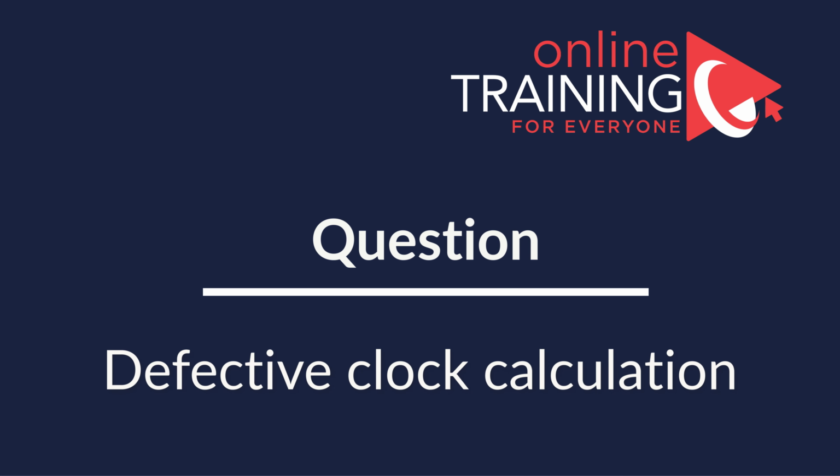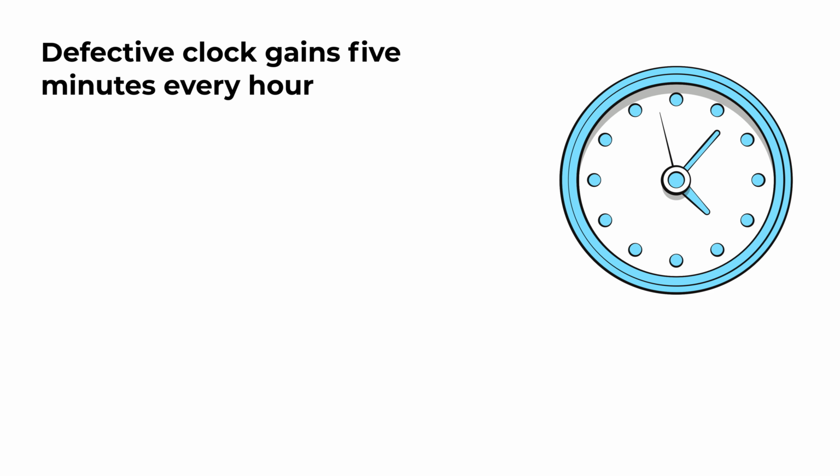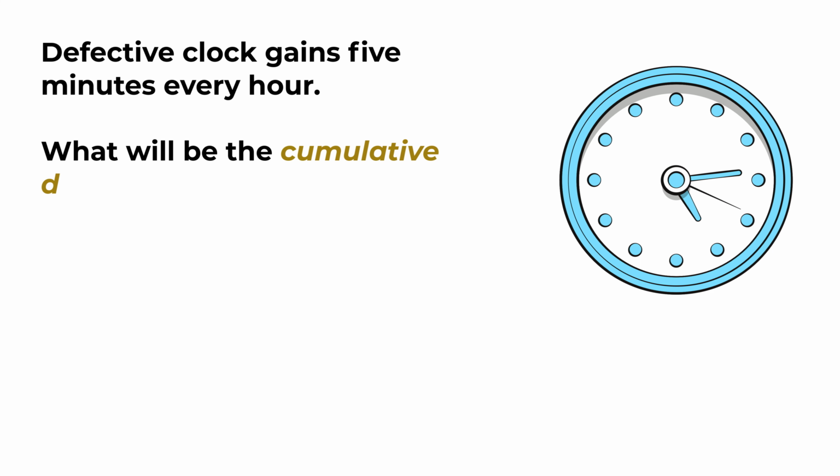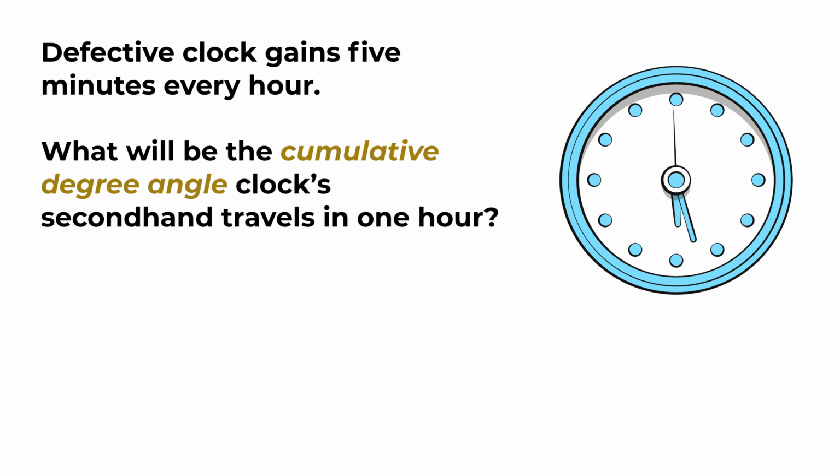Here's an interesting question, which may not be as easy as it looks. A defective clock gains 5 minutes every hour. What will be the cumulative degree angle the clock's second hand travels in 1 hour?